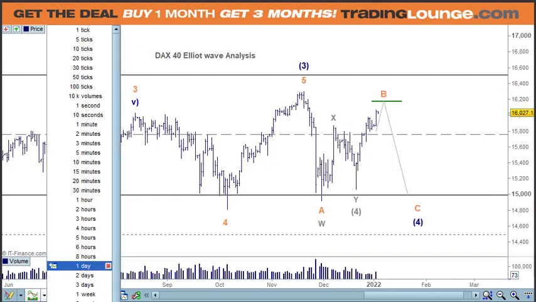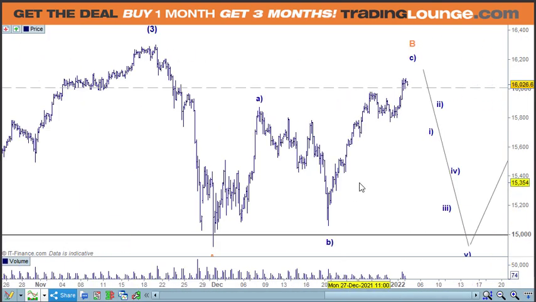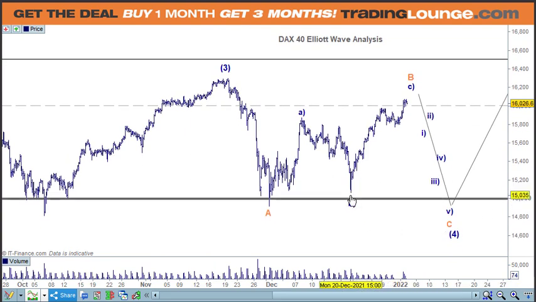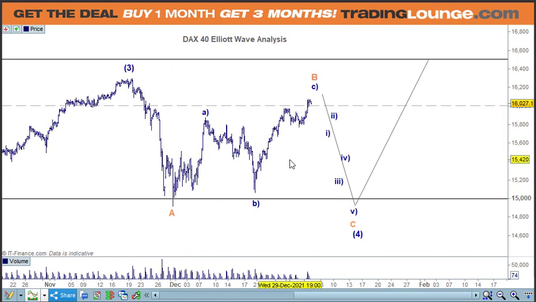So let's just continue. There are 2 counts that we're working here, so let's move in a little bit further with this. If this, as a WXY here, came down and took out the low there, then that would be fantastic, but it's just not the case. So this is why we're working 2 counts, and we're still leaning towards this particular count here.